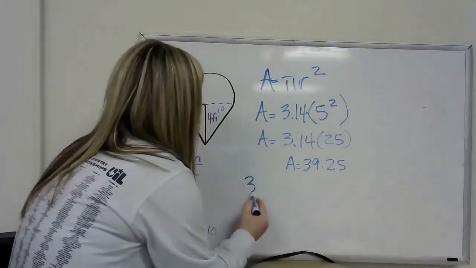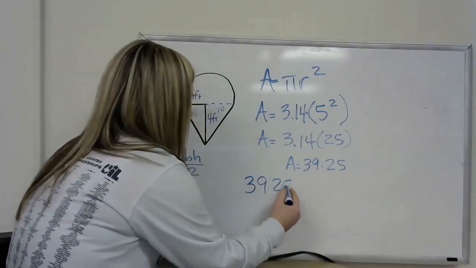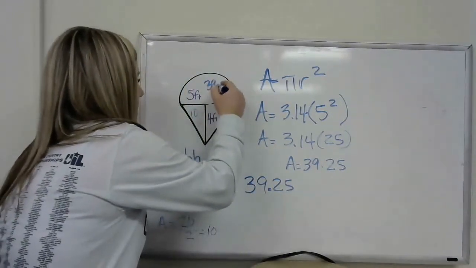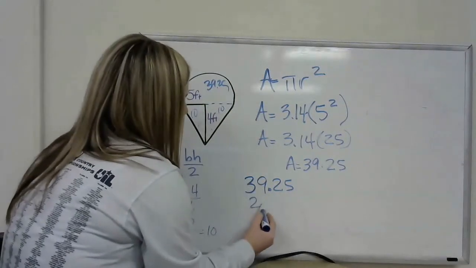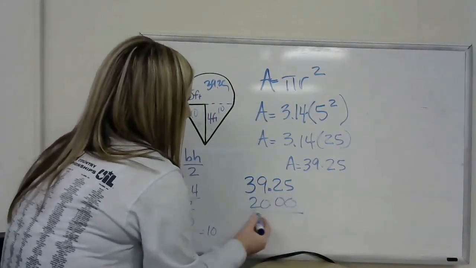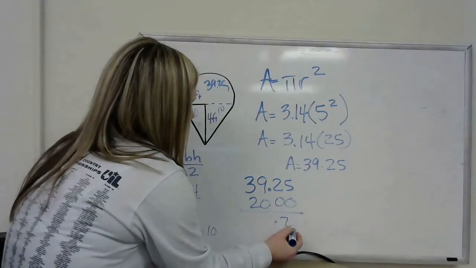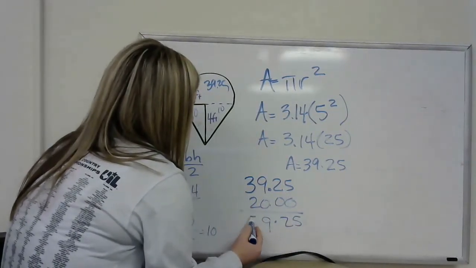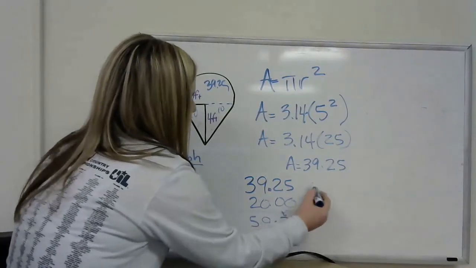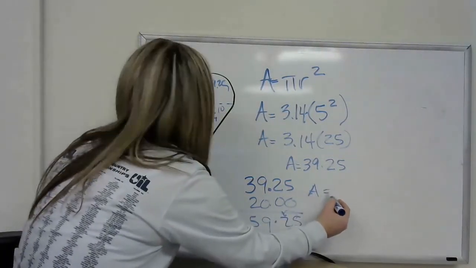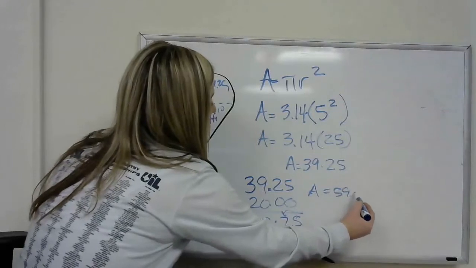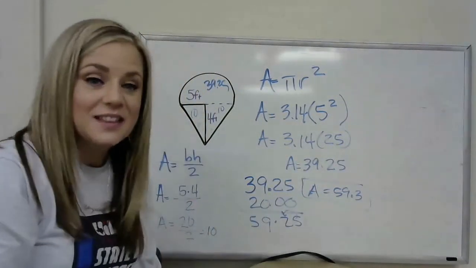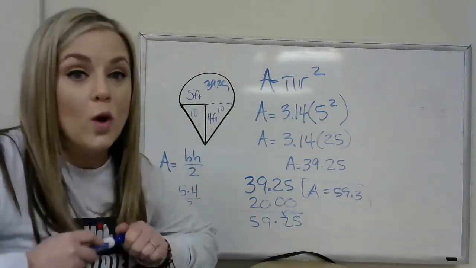So now I'm going to do the 39.25, and we know this is 10 and this is 10, and this is 39.25. So we know it's going to be 20, which is going to be 2, 5, 9, and 5, which will bump that. So the area of this composite figure is 59.3, because I want you to round to the nearest tenth, okay? So we'll do one more.